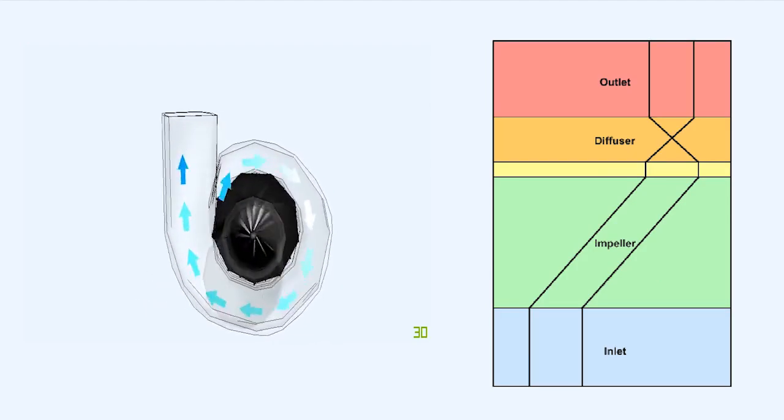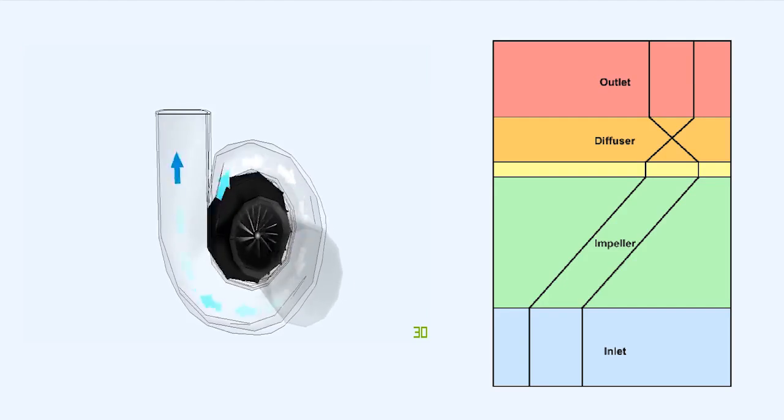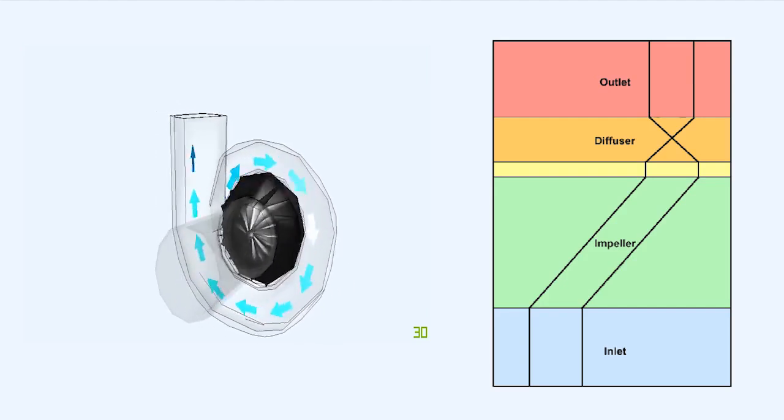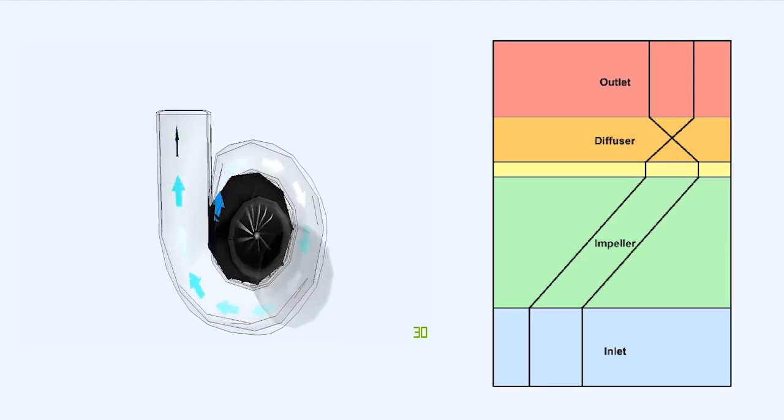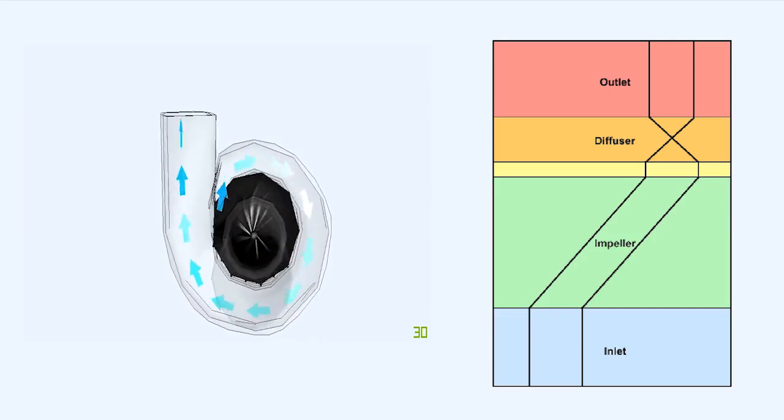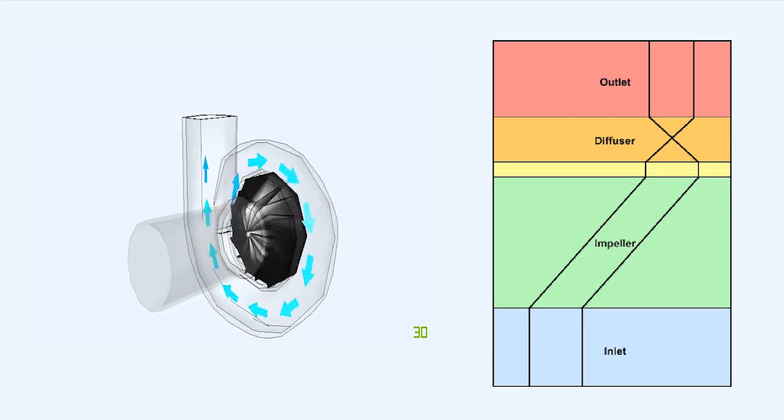The diffuser can either be in the form of a divergent passage, as is shown here, or in larger units it may take the form of a series of vanes set within the volute casing, which simultaneously decrease the velocity and increase the pressure of the passing air.